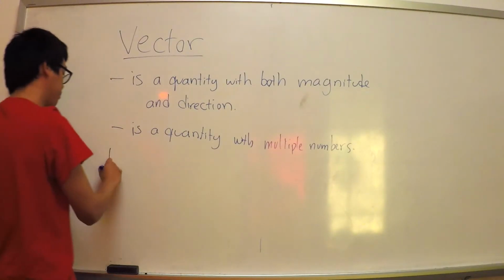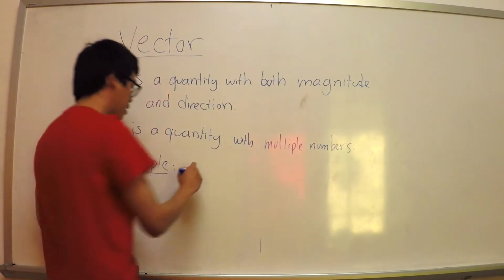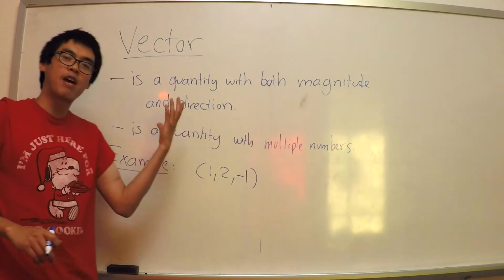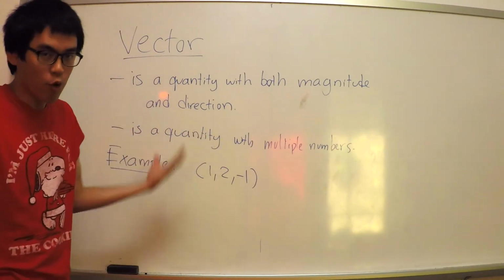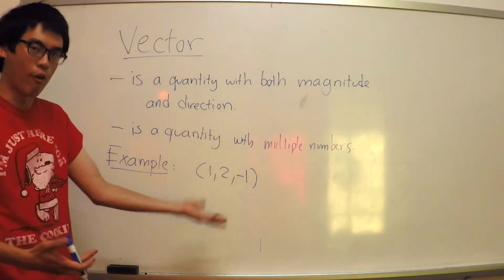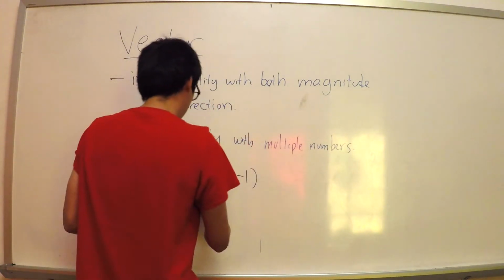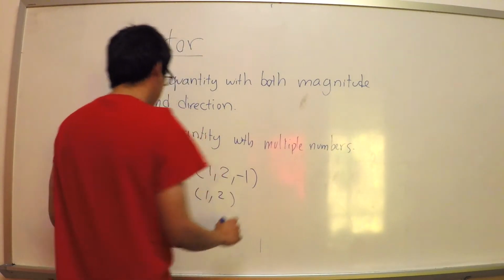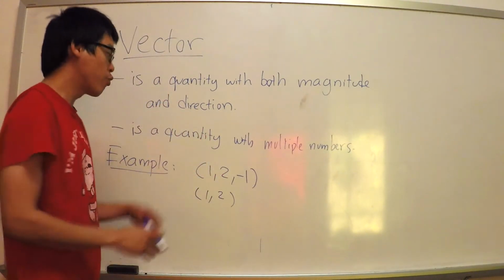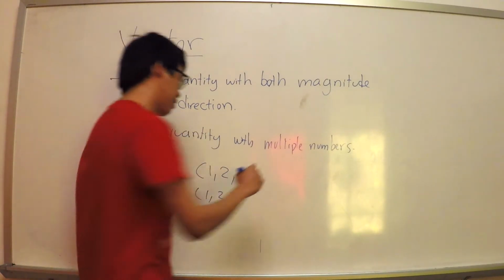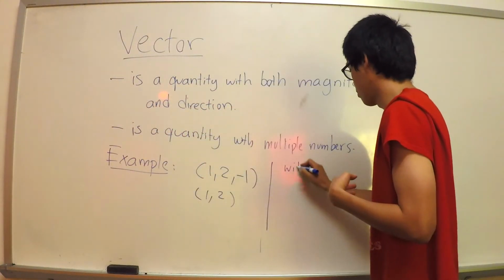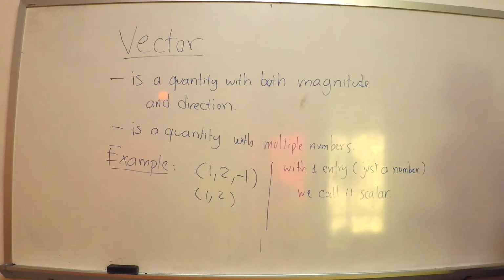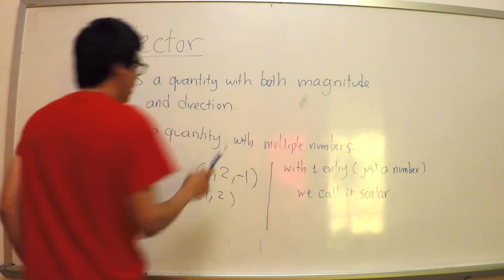What are examples? Example vectors are something like 1, 2, minus 1. In regular numbers, you just have number 1, number 2. If you combine them into one object, this is called a vector. It doesn't have to have 3 entries. It can have 2, it can have 4, it can have as many as you like. And the opposite of a vector, which has multiple entries, we call a scalar. So that's just some definition of what a vector and what a scalar are.